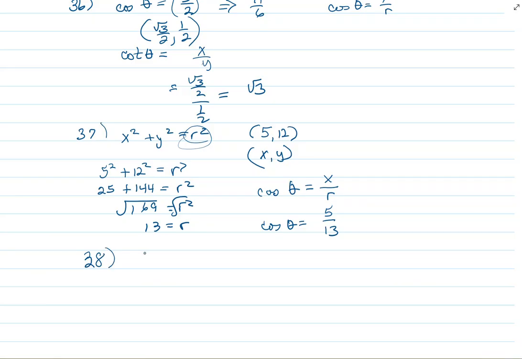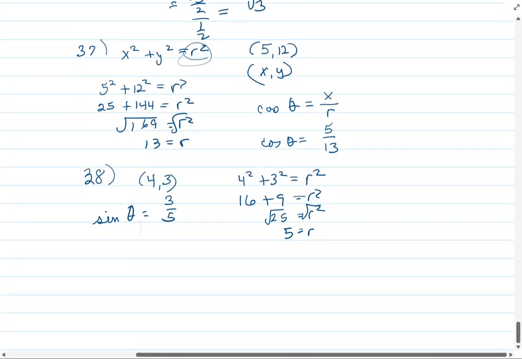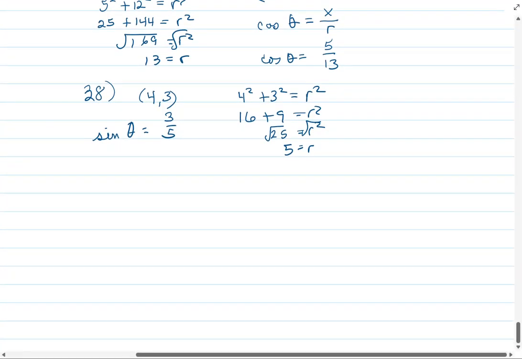Okay, this one is 4 and 3. And again, I'm not giving you negative numbers. I'm not doing any of that. I just want you to know what you know. So this time we're going to have the 4 squared plus the 3 squared equals some r squared. 16 and 9 equals r squared. 25 equals r squared. So we've got a radius of 5. And they want us to find sine. 3/5. Okay. We want exact values here.